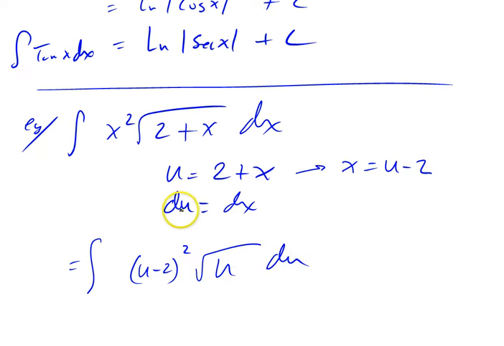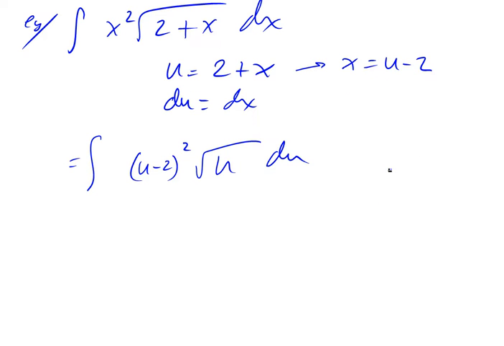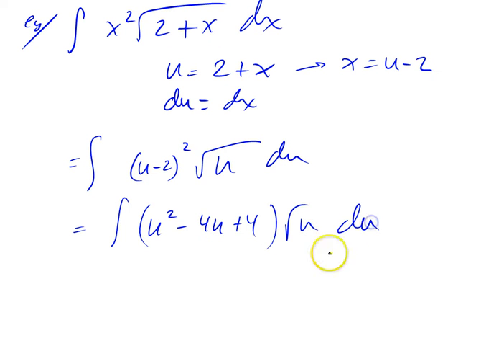And the dx is du? Yes. So the x squared was the u minus 2 squared. The square root of x plus 2 is just the square root of u. And then the dx just turns into a du on this one. Okay. And on this one now, where the square root is tough to work with, this only being an x squared, I'm going to multiply that out as u squared minus 4u plus 4 times the square root of u. And then I can distribute that square root in.